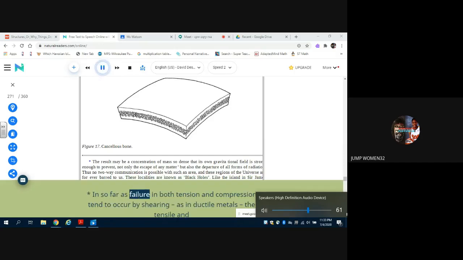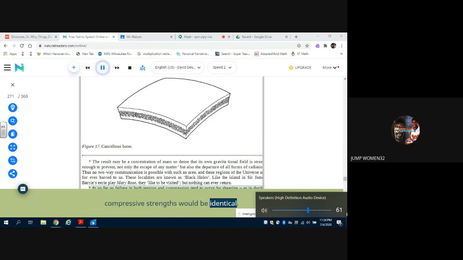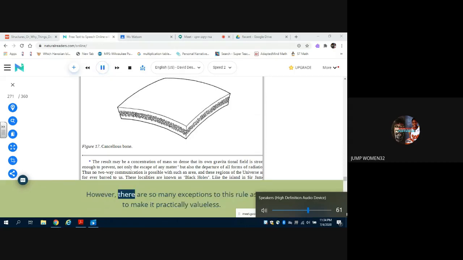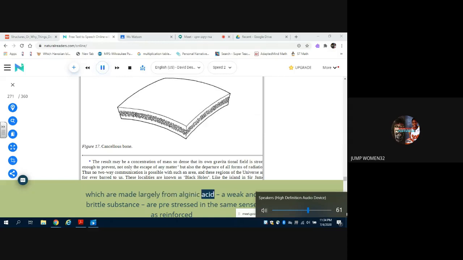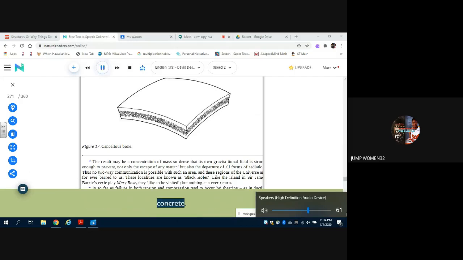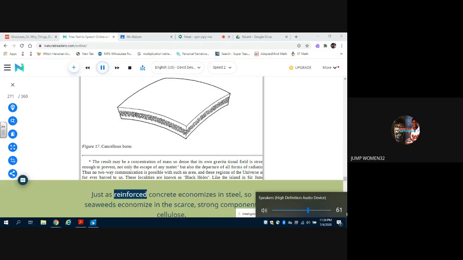Asterisk. Insofar as failure in both tension and compression tend to occur by shearing, as in ductile metals, the tensile and compressive strengths would be identical. However, there are so many exceptions to this rule as to make it practically valueless. Asterisk. Note that many seaweeds, which are made largely from alginic acid, a weak and brittle substance, are pre-stressed in the same sense as reinforced concrete. Just as reinforced concrete economizes in steel, so seaweeds economize in the scarce, strong component, cellulose.